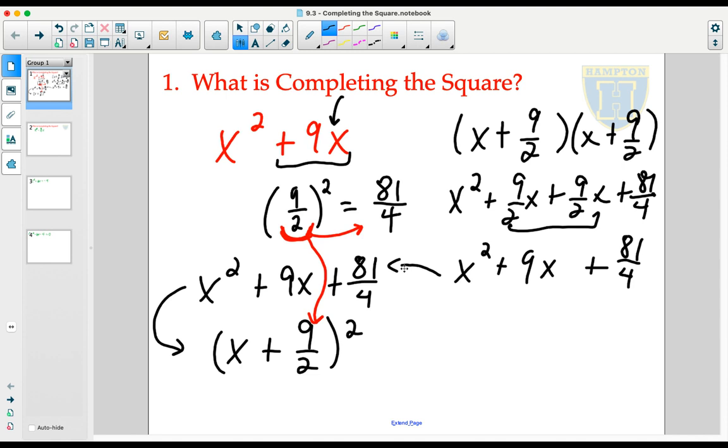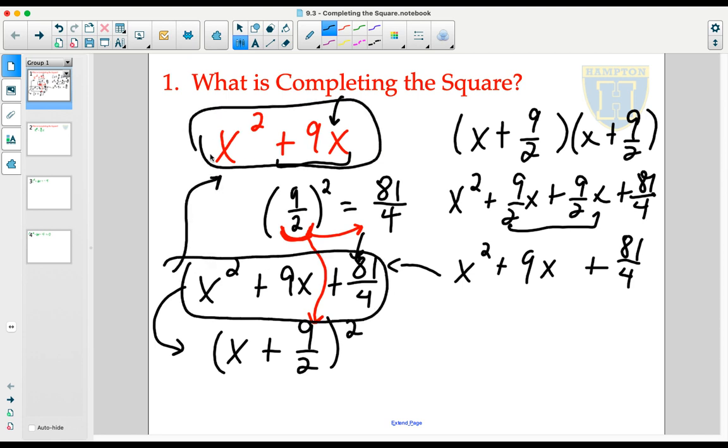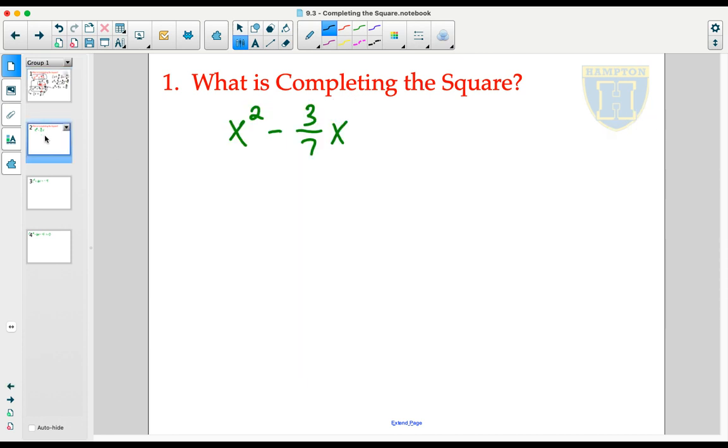Now, normally, completing the square will be used in the context of solving equations. So we're going to have a way then of balancing the fact that we just added a term to the expression. Obviously, this expression and this expression do not have the same value. But here we're just looking at the process. So let's try another one, repeating the same exact process again.